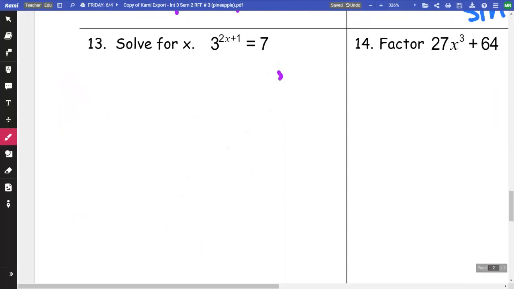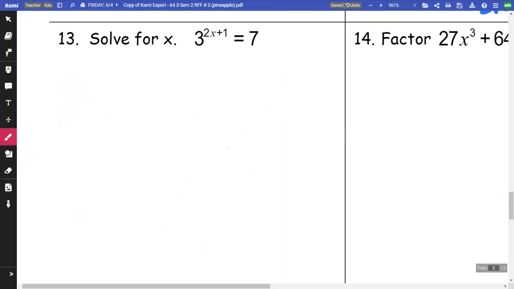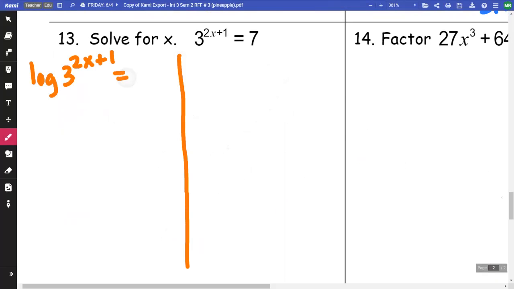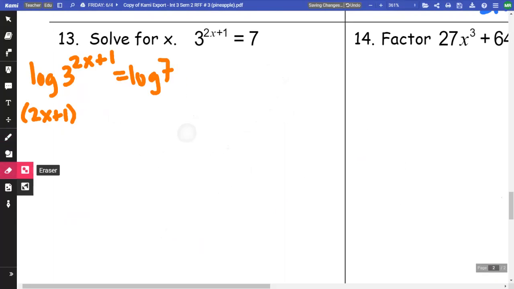13, this is one that I am going to rewrite. So there's 2 ways you can do it. You can log both sides. I'll do it 2 ways. You can log both sides, and when I take log of 3 to the 2x plus 1 equal log of 7, a log of something to a power, the power moves in front. And so I'm going to get a 2x plus 1, and I'm going to move this line here for a second.